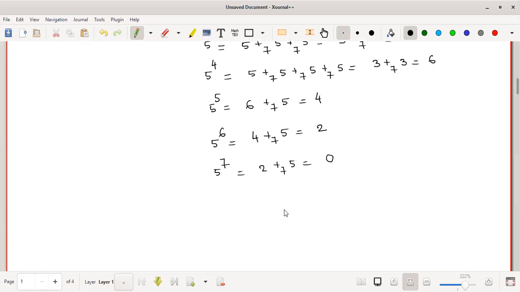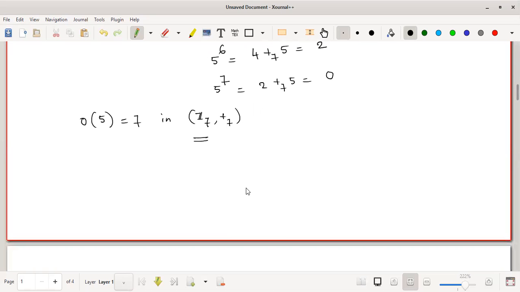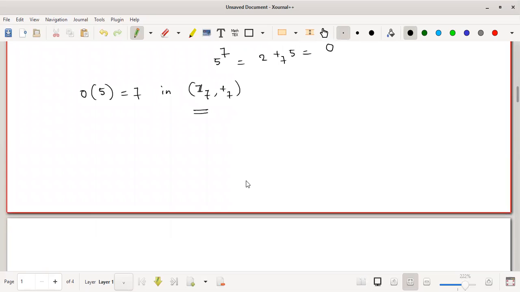So 7 is the least positive integer for which 5 to the power 7 is equal to 0, and therefore we can say order of 5 is equal to 7 in Z7, in this group. So I hope that you have understood what actually the order of an element is. Now let us prove a result regarding order of an element.